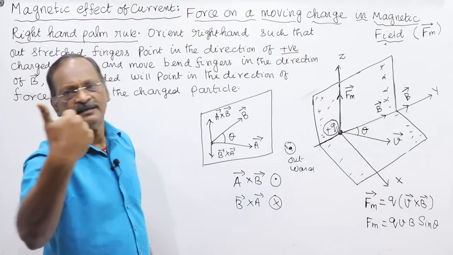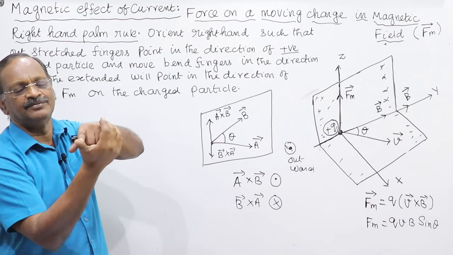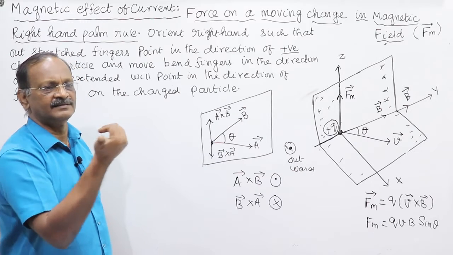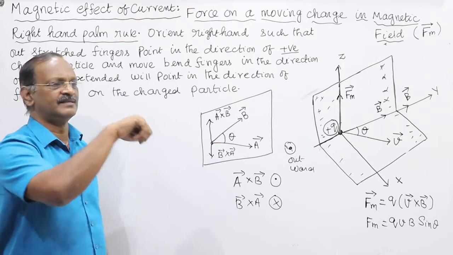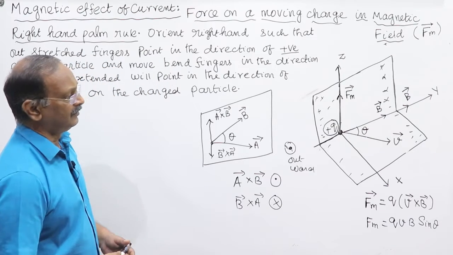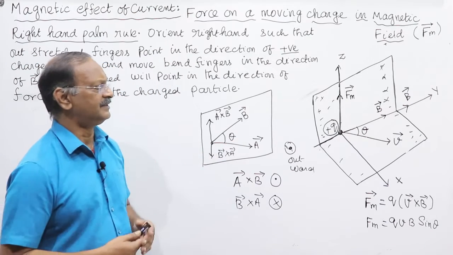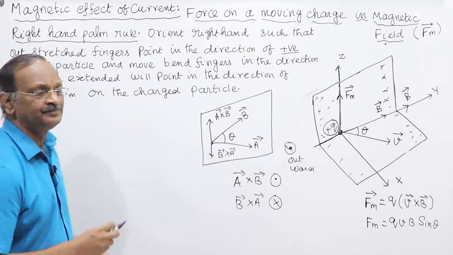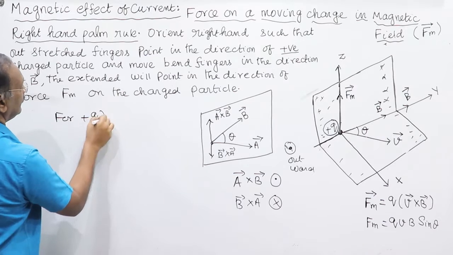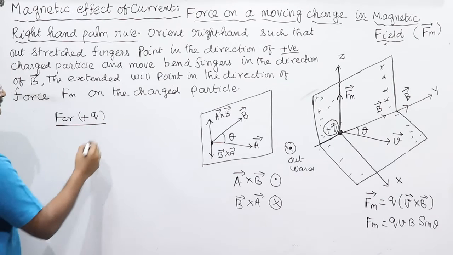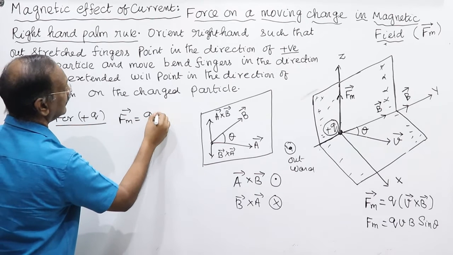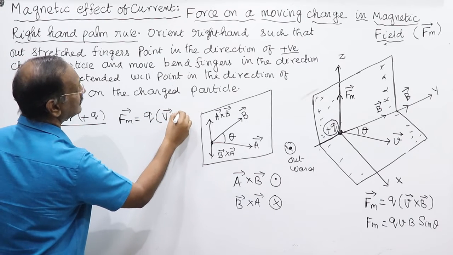See this, you have to see the direction of magnetic force is along the direction of thumb. If you go this way, the thumb is in this direction. If you go this way, thumb is inside the direction. That's all, the simple explanation. And now for the positive charge, this is very important. Magnetic force is equal to Q into V cross B.